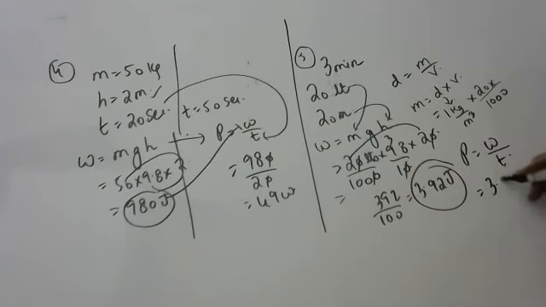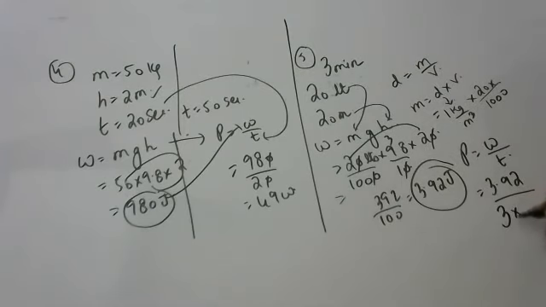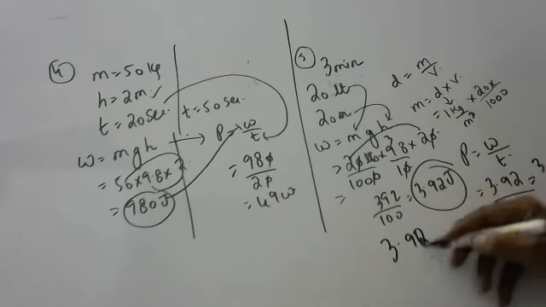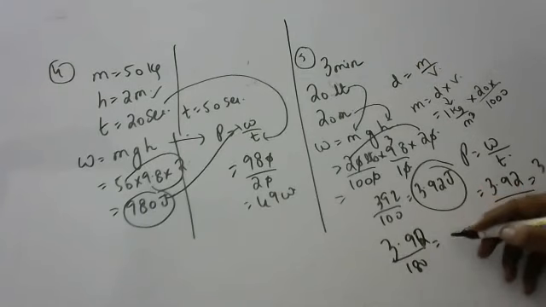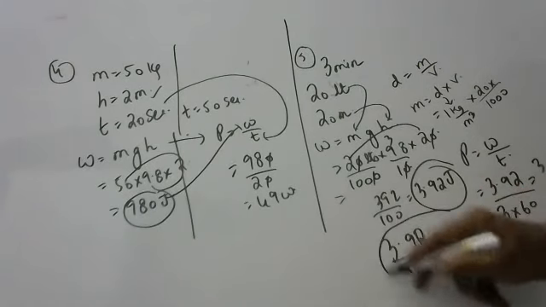So children, 3920 by time, which is 3 minutes. 3 minutes is how many seconds? 3 into 60, which is 180. So what is 3920 by 180? How much ever you get, that much you take, children, and write the answer.